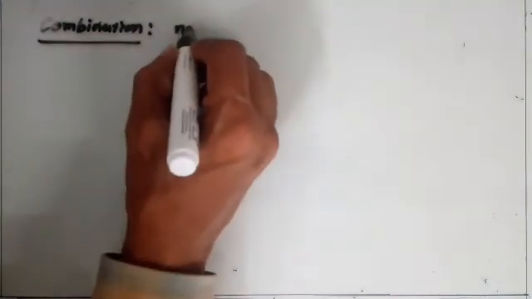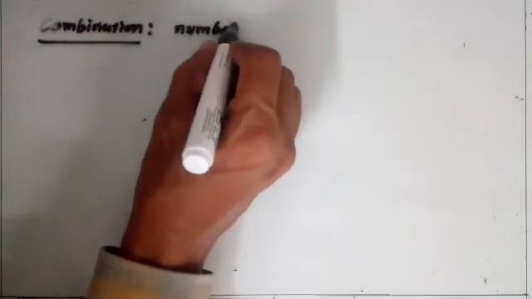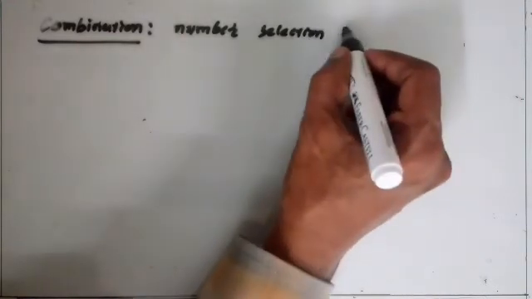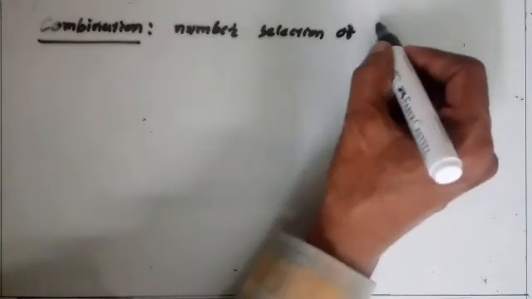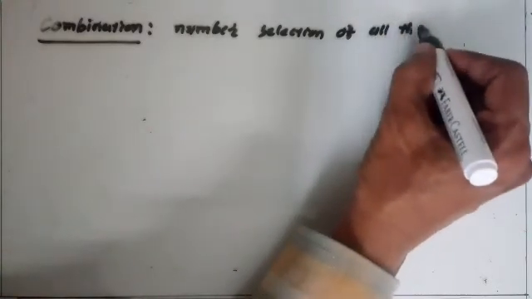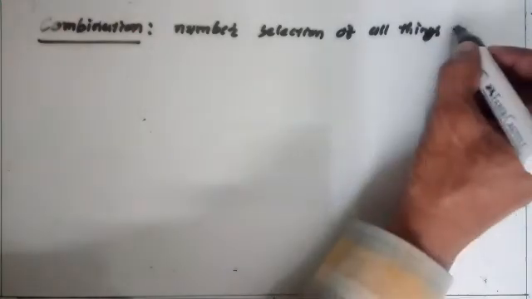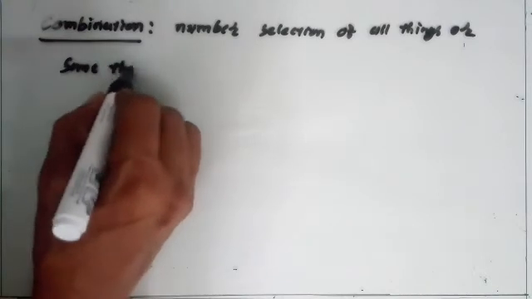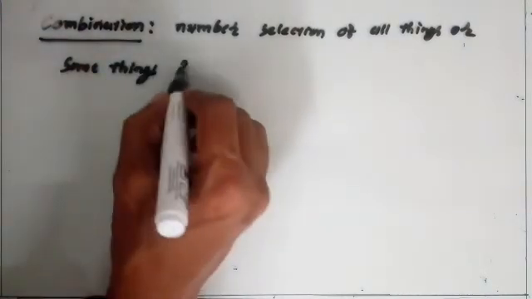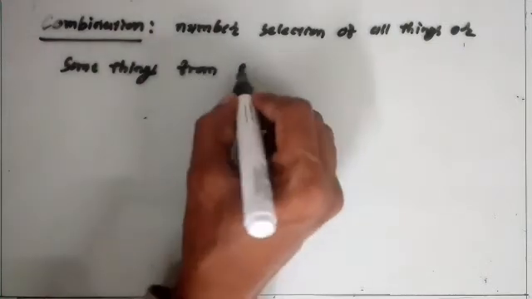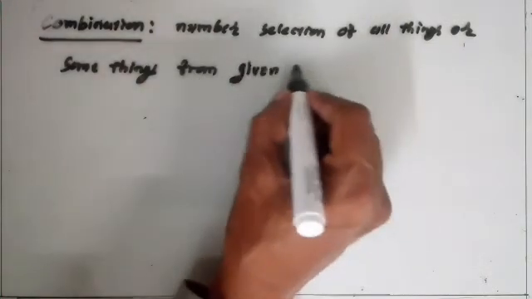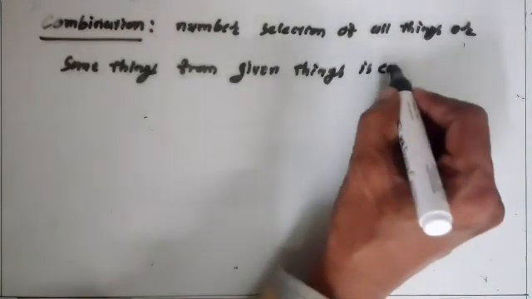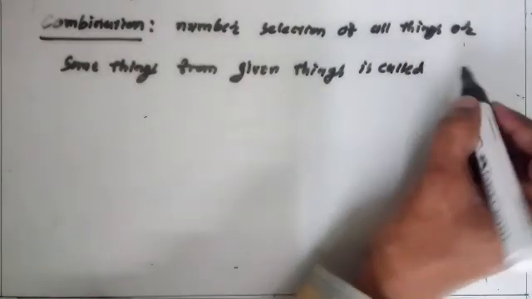So the number of selections of all things or some things from given things is called combination.